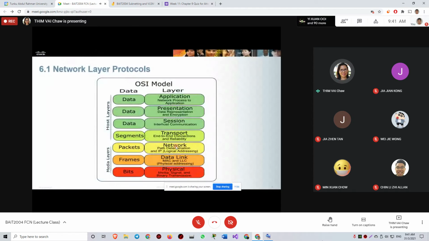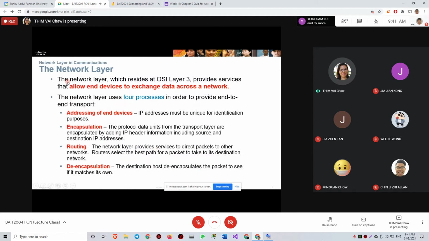Now under the network layer, we're talking about a protocol. For the network layer, the protocol means the IP address, the logical address, and we use the packet. Under the network layer, there are 4 processes. These 4 processes must be completed.